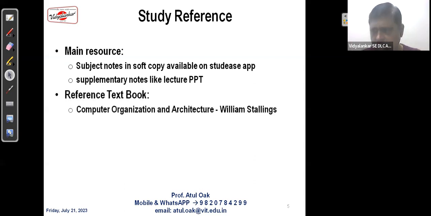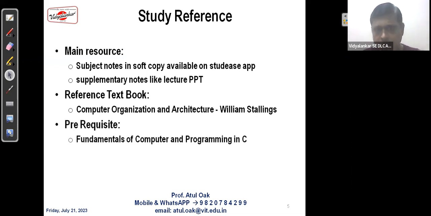And one textbook that I will recommend, if you have a good reading habit. For this subject, the best textbook is Computer Organization and Architecture by William Stallings. This particular textbook is a very detailed textbook. Of course, not all chapters you will require, so you need to see the module and refer to this textbook. Very nice textbook for general reference.